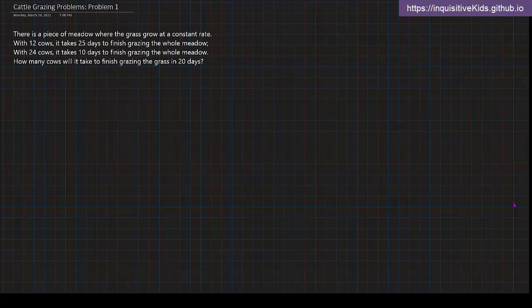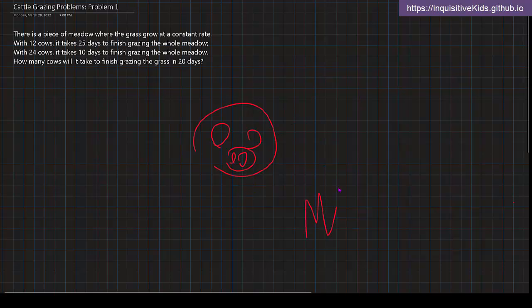So first, let's talk about what cattle grazing problems are. Well, it's just about cattle, which is cows, grazing, say on a pasture, a meadow, something like that. So say there is a cow. Okay, this is a cow. And this cow over here wants to eat a certain amount of grass, right?